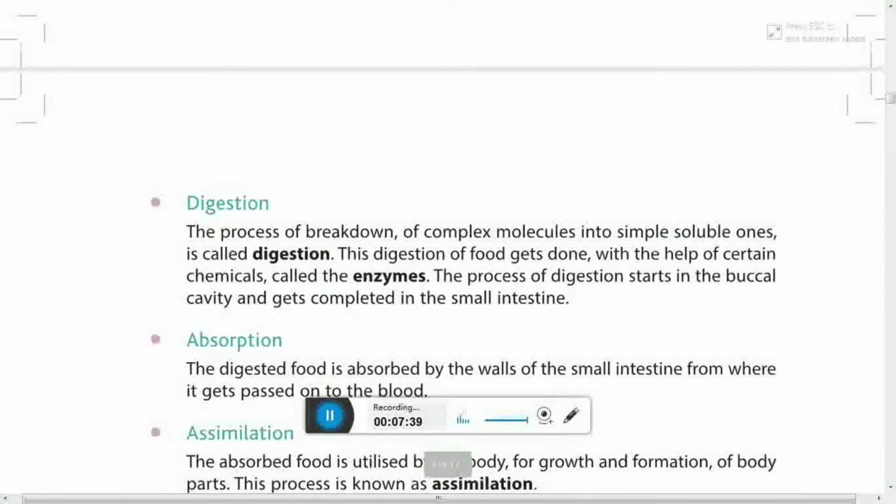Next step is digestion. The process of breaking down of complex molecules into simple soluble ones is called digestion. This digestion of food gets done with the help of certain chemicals called the enzymes. The process of digestion starts in buccal cavity and gets completed in the small intestine.